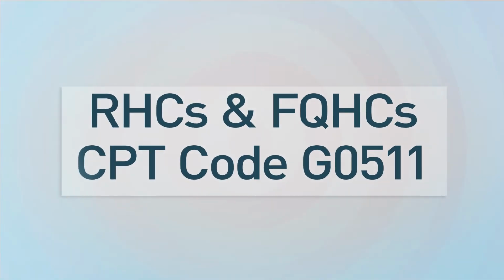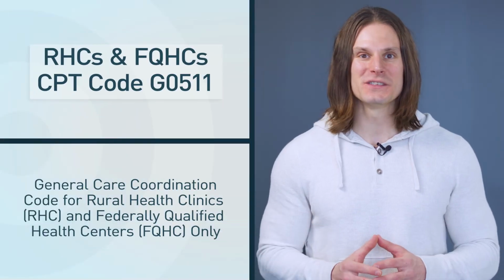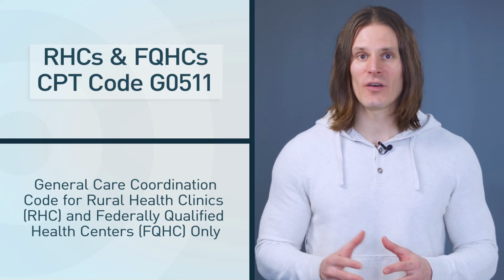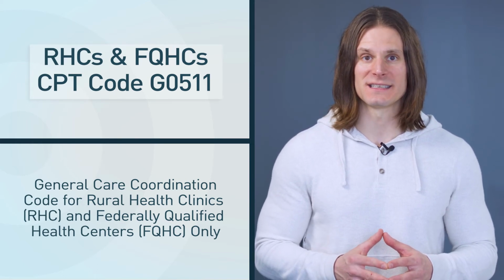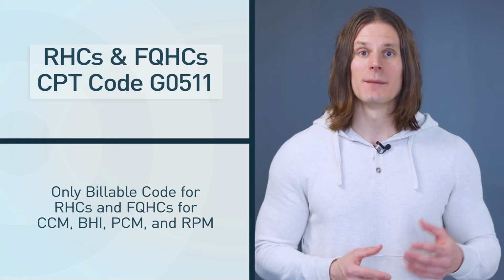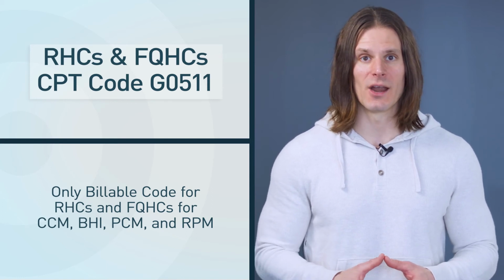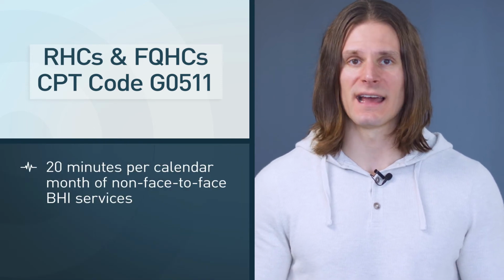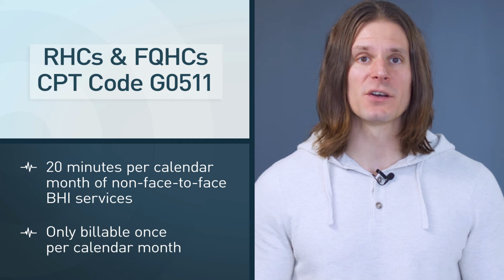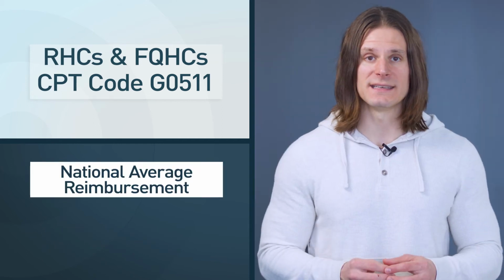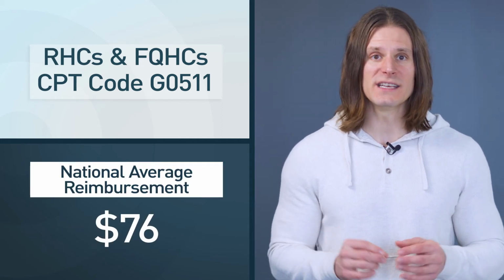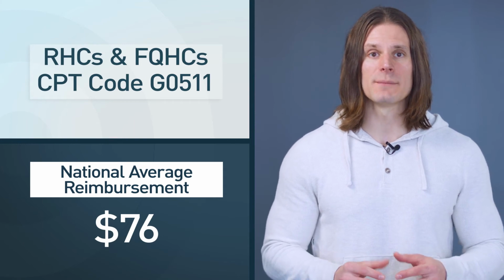The other CPT code for our rural health clinics and federally qualified health centers is General Care Management Code G0511. This is that all-inclusive code FQHCs and RHCs use to bill for care management services such as chronic care management, behavioral health integration, and principal care management. Now, you can only bill for 20 minutes of time, just like 99484, but the reimbursement is higher. For FQHCs and RHCs, bill G0511 for a reimbursement of $76.94.